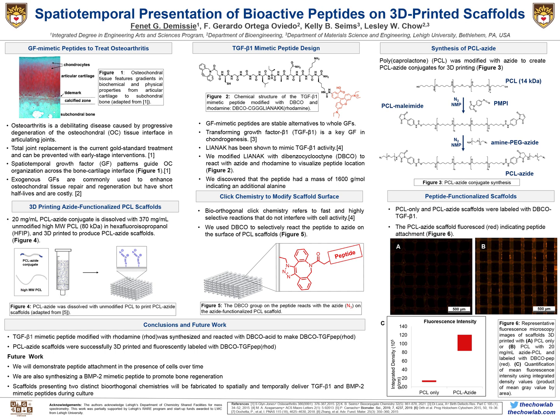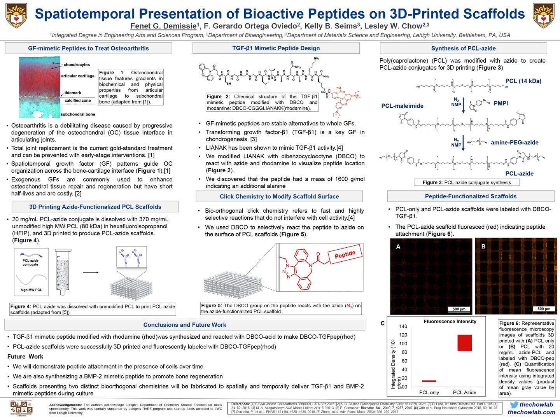As an alternative, exogenous growth factors are commonly used to enhance osteochondral tissue repair and regeneration, but whole growth factors or naturally occurring growth factors tend to have shorter half-lives and are required to be used above physiological levels for regeneration, which can make them costly and dangerous to the patient. So our lab is looking at an alternative way, growth factor mimetic peptides, which mimic the chemical and mechanical structures of naturally occurring growth factor. In this project, we are using transforming growth factor beta 1, which is key in chondrogenesis or cartilage formation.